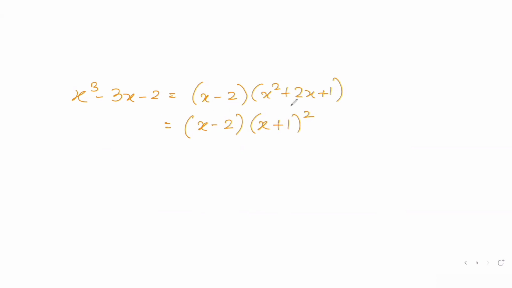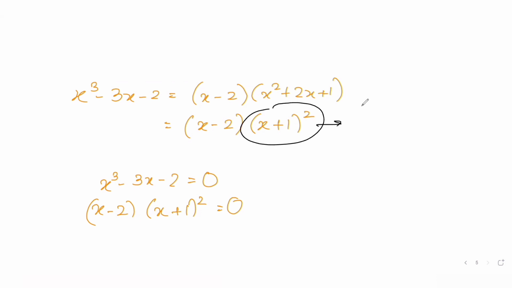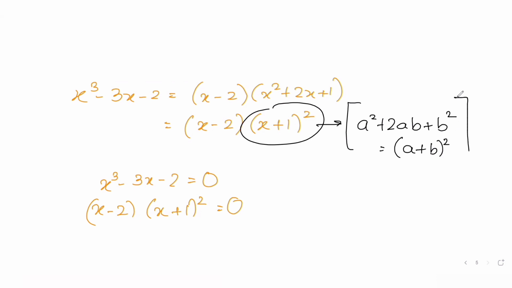Now when I have x plus 1 the whole square here, I can equate that x cube minus 3x minus 2 equal to 0. So I get x minus 2 into x plus 1 the whole square is equal to 0. Now, if some of you haven't understood how I got this, this is by using the idea of a square plus 2ab plus b square, which is the expansion of a plus b the whole square. Yeah, so that is how I got that.